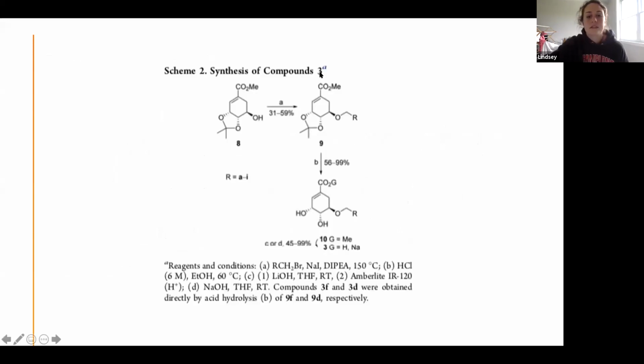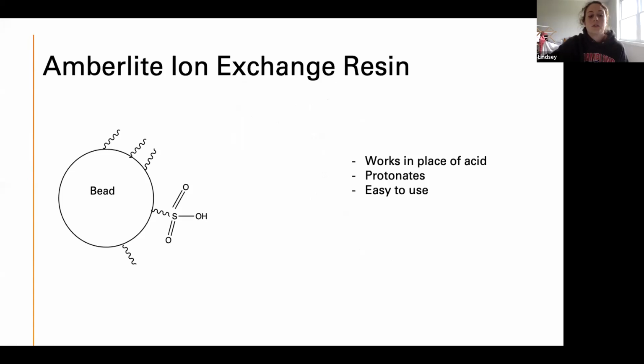And so the synthesis of compound 3, which was the O-benzyl groups, started with just putting the aromatic groups on. So they snapped on the aromatic group with the CH2, and then the second reaction was just acetyl hydrolysis. And then they use something called Amberlite IR120 ion exchange resin. And so basically it's this bead, and it has all of these little groups coming off of it.